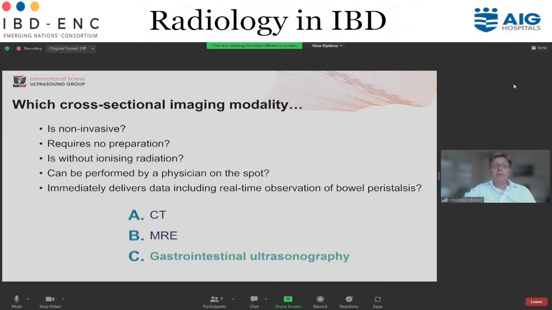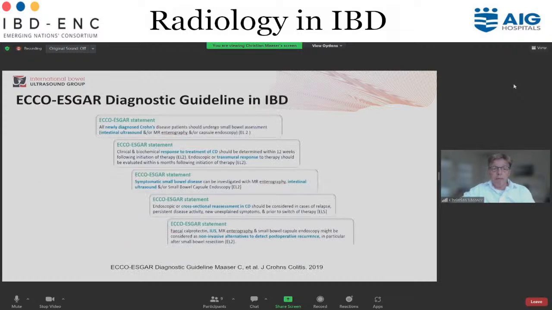So is that just something that I think is very helpful, or do we already have guidelines suggesting to use intestinal ultrasound? If we look at the most recent version of the ECCO-ESGAR diagnostic guidelines, and I will show you detailed statements later on, in various statements you have intestinal ultrasound or transmural response that should be measured, and then it always states either MRE or intestinal ultrasound. So in various statements of the ECCO guidelines published in 2019, intestinal ultrasound is one of the cross-sectional imaging modalities you can use for monitoring IBD.